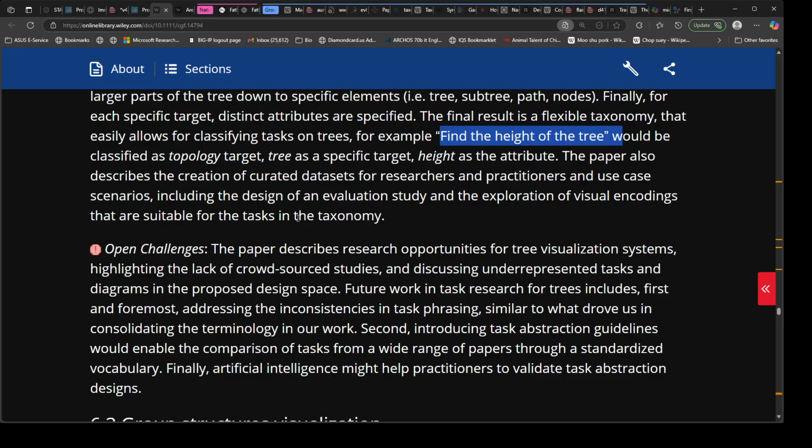Future work in task research for trees includes, first and foremost, addressing the inconsistencies in task phrasing, similar to what drove us in consolidating the terminology in our work. Second, introducing task abstraction guidelines would enable the comparison of tasks from a wide range of papers through a standardized vocabulary. Finally, artificial intelligence might help practitioners to validate task abstraction designs.